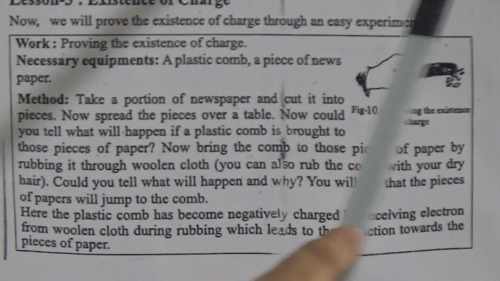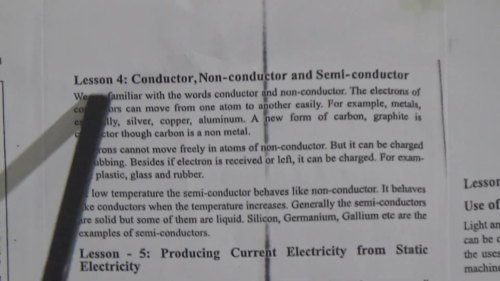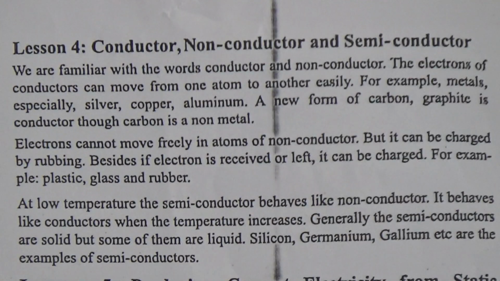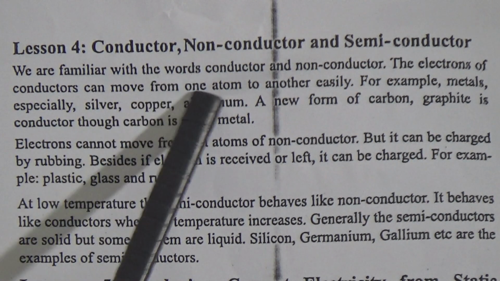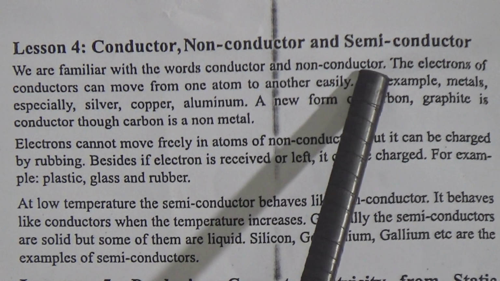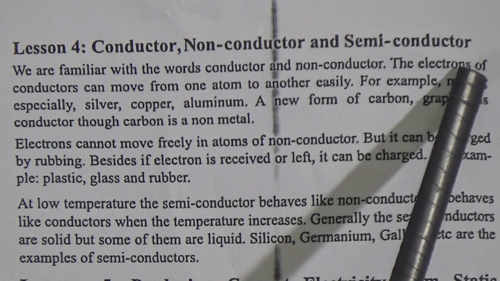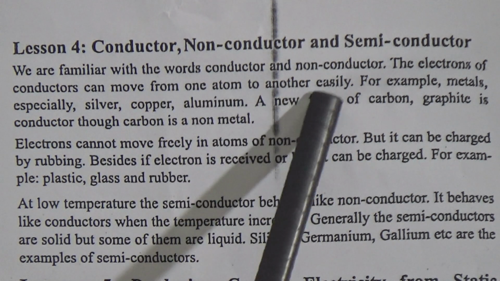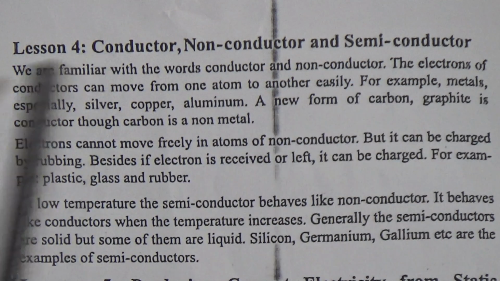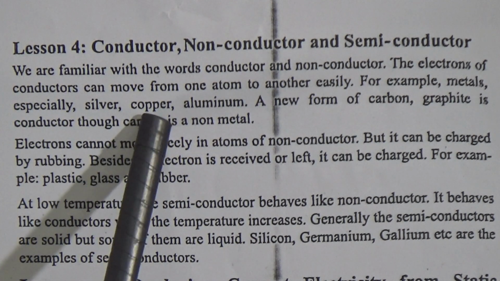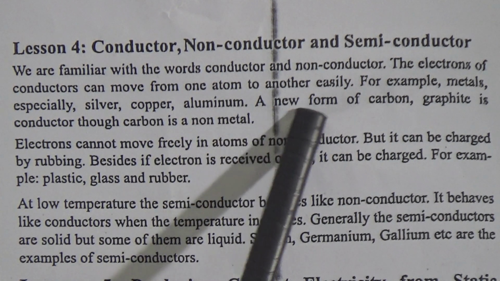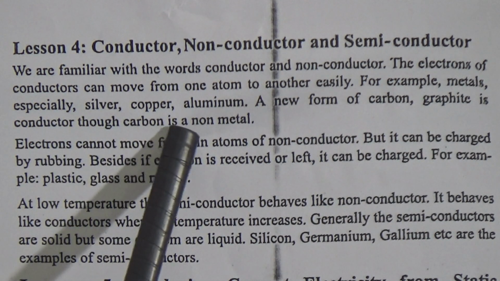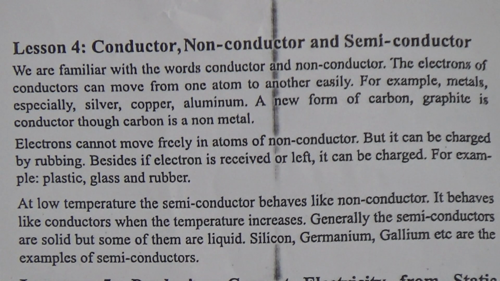Now lesson 4. Lesson 4 is conductor, non-conductor and semiconductor. We are familiar with the words conductor and non-conductor. The electrons of conductor can move from one atom to another easily. For example, metals, especially silver, copper, aluminum. A new form of carbon, graphite, is a conductor though carbon is a non-metal.